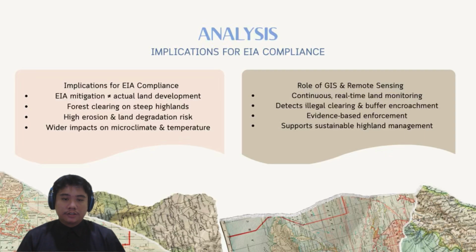Let's proceed to the analysis of implications for EIA compliance. So land use change analysis in Ranau district reveals a clear gap between EIA approved mitigation measures and actual development practices. Despite requirements to retain forest cover, clearing continues in steep highland areas, increasing the risk of soil erosion and land degradation.